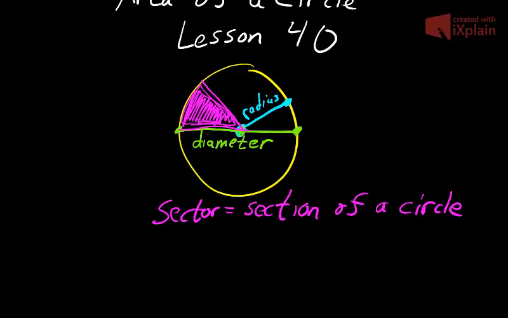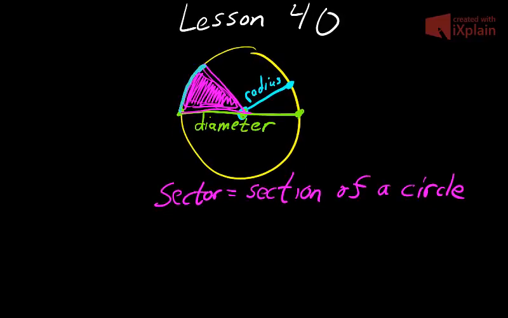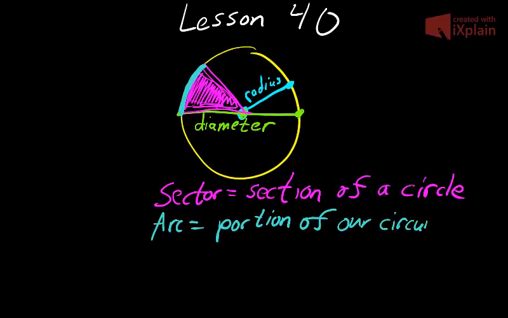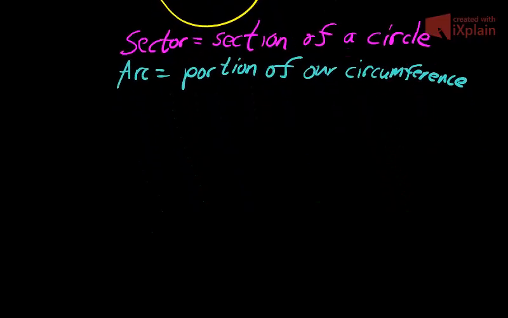And then the other word I want us to know would be arc. An arc is a portion of our circumference. So if we look up at the arc I just drew up here, that goes part way around the circumference, and that's what makes it an arc. It just curves around the outside of the circle. Awesome, so now we can start looking at how to find the area of our circle.